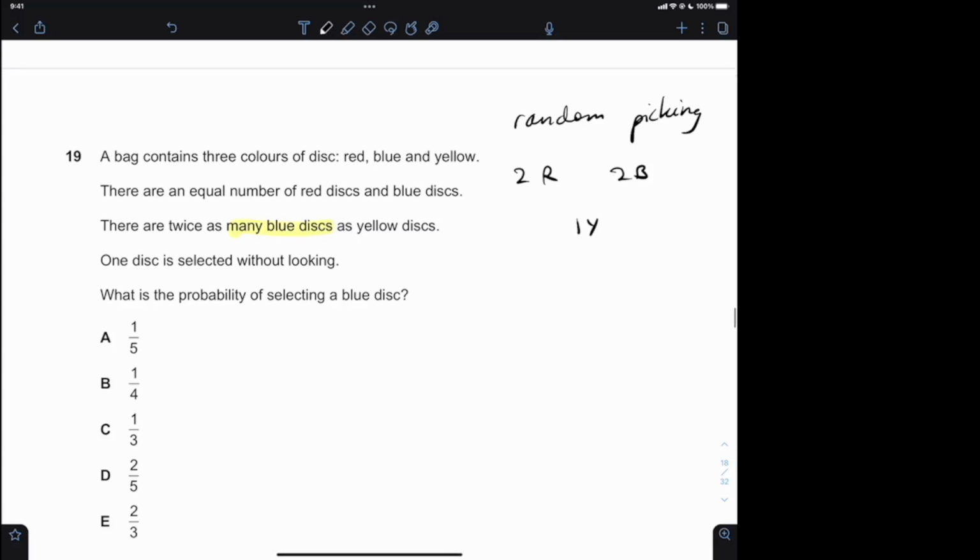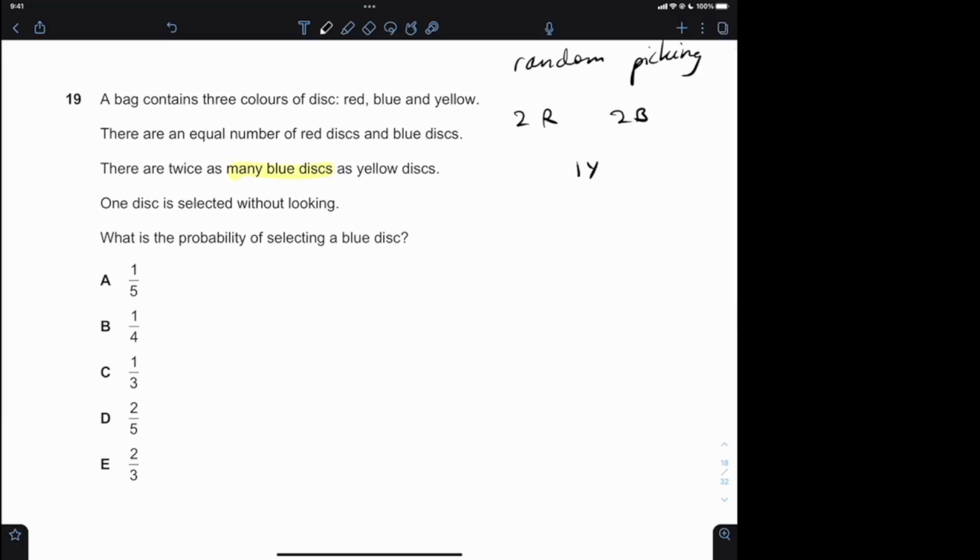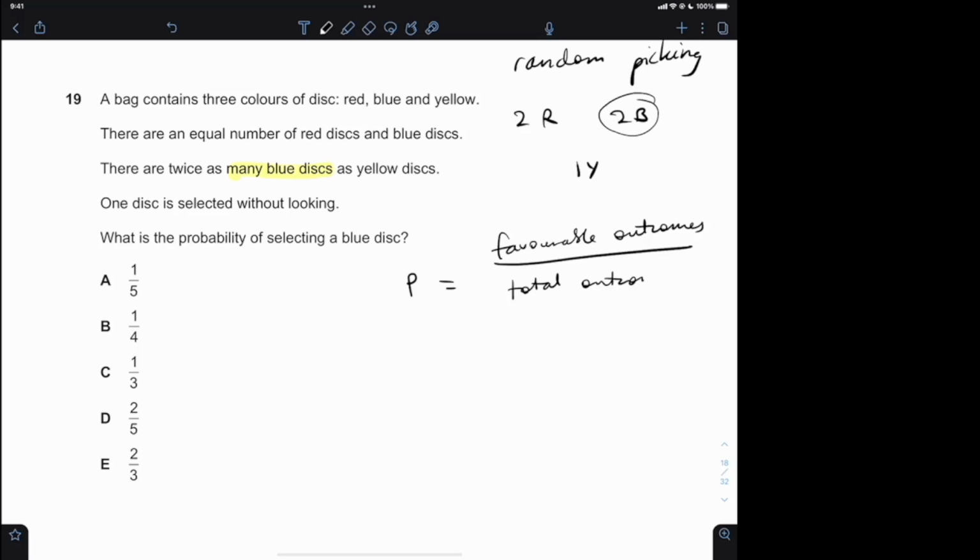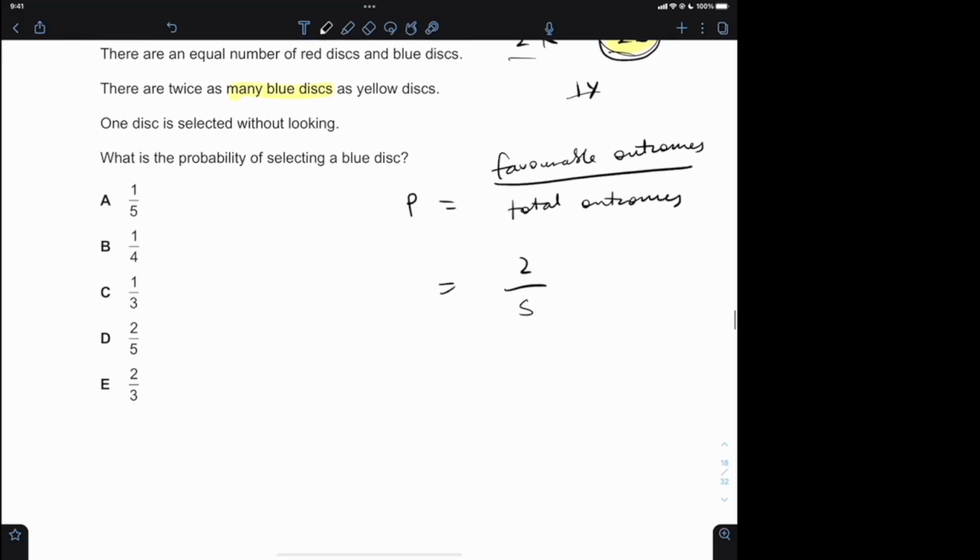Now, the question asks, what is the probability of selecting a blue disc? Well, it's pretty easy to work out now that we have actual numbers. Right? There's 2 possible blue discs out of the total. With probability, you're trying to find the number of favorable outcomes, the things we want, out of the total outcomes. So the favorable outcomes is 2. We've got the 2 blue discs, and then the total is going to be 2, 4, 5. Right? It's going to be 5 discs. So the probability is going to be 2/5.